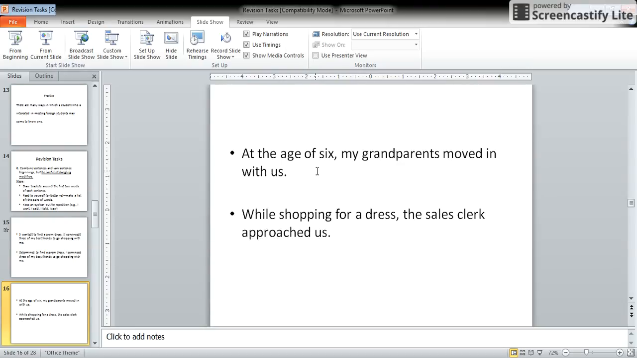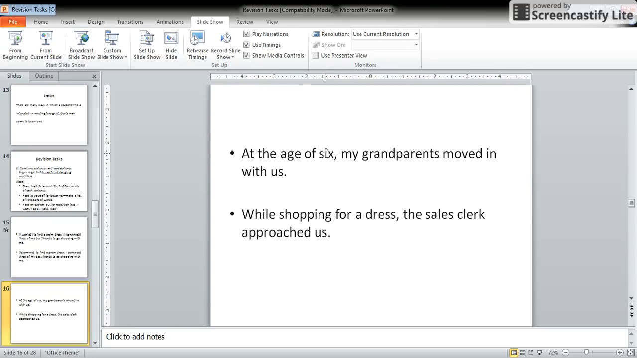So instinctively, you kind of know that the speaker, or the narrator or the writer, would probably be the one who is age 6. However, according to this sentence, the grandparents moved in when they were 6 years old. And so I'll explain why.